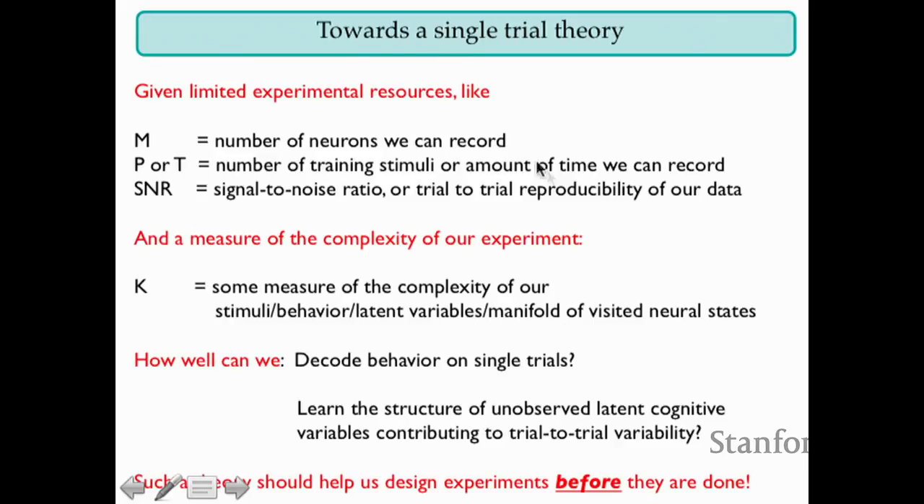Then you also have some measure of the complexity of the experiment or the neural data. So some measure of the complexity of the stimuli or behavior, or latent cognitive variables or thoughts, or the manifold of visited neural states. So this is some complexity measure. Then the question is, given these limited experimental resources and the complexity of the thing we're trying to decode, how well can we decode behavior on single trials, and how well can we learn the structure of unobserved latent cognitive variables contributing to this trial-to-trial variability in the brain? We'd ideally like to have a theory to help us design experiments before they're done.